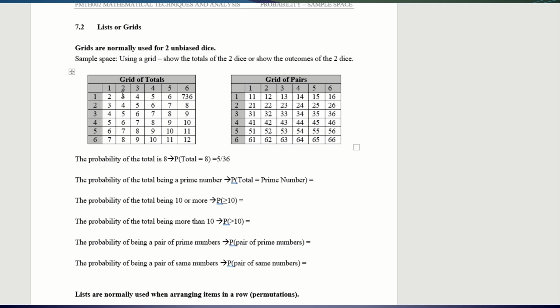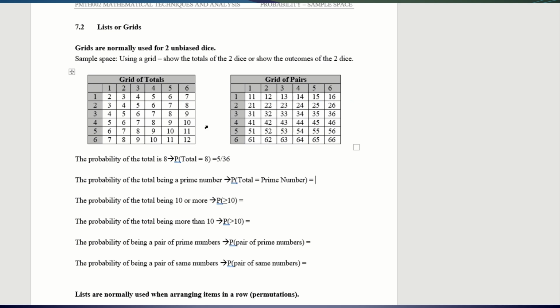Understand? Why 36? The total is 36 here, isn't it? All right, so the same goes for this. The probability of it being a prime number. So in total, that means we are looking at these grids. So total prime numbers. What is a prime number?